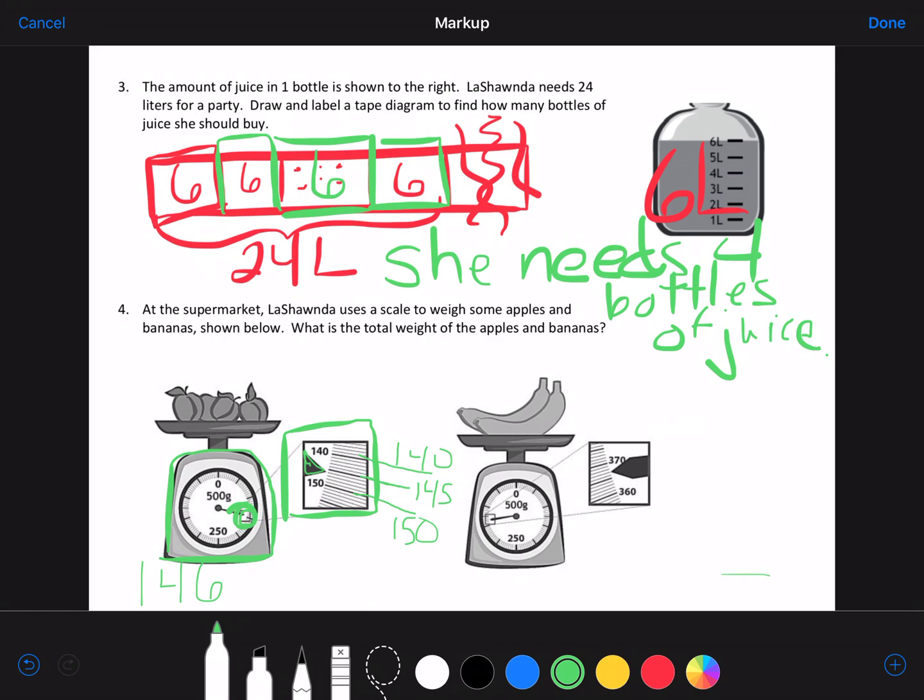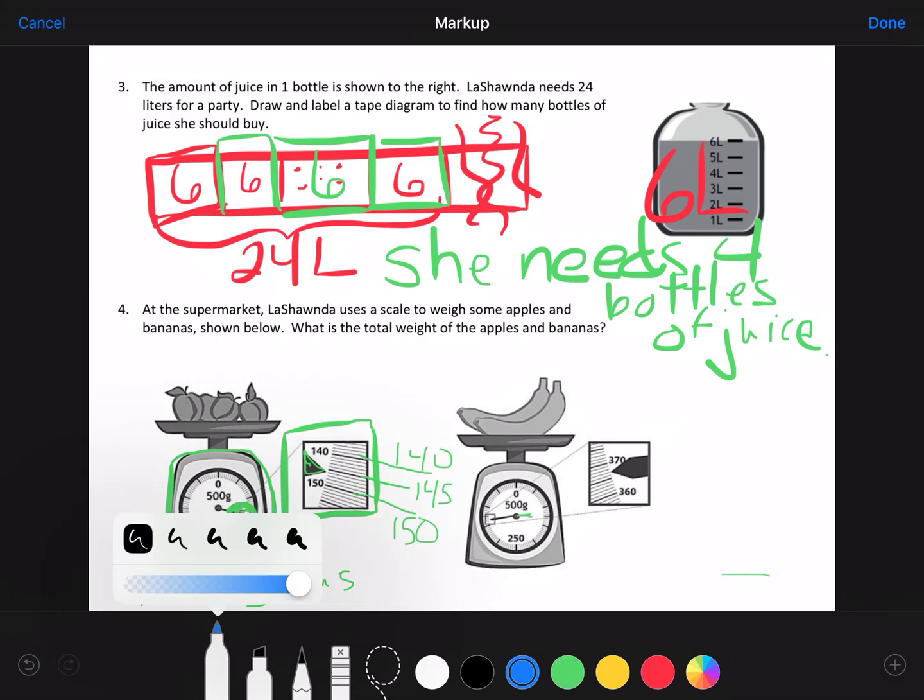If you write 146, you'll get it wrong. You have to write the G for grams, or you can write out the word grams. But you definitely need to write it, okay? Now let's look at the bananas. Now notice we're still in grams. It says grams over here.